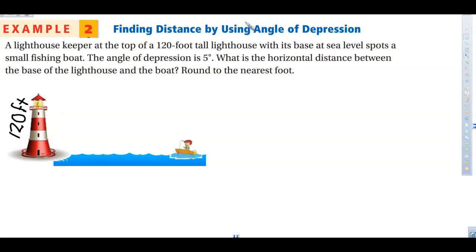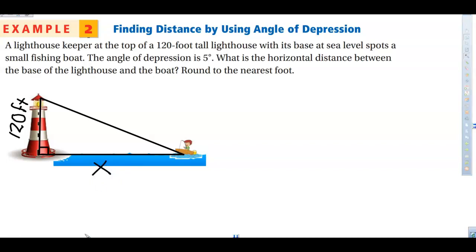All right, he looks down to see the small fishing boat. So from here, we're looking down to see the fishing boat. I want to know the horizontal distance between the boat and the lighthouse. So again, just like we've been looking at this entire chapter, we are creating that right triangle. I want to know how far the horizontal distance is between the base of the lighthouse and the boat. So this is what I'm looking for.